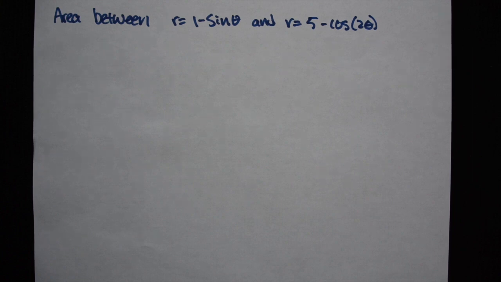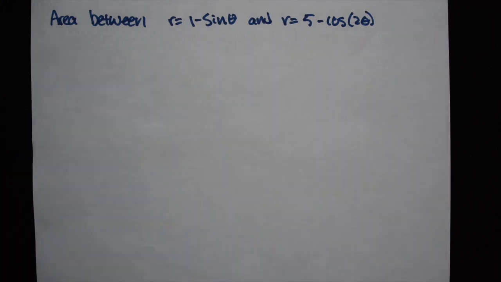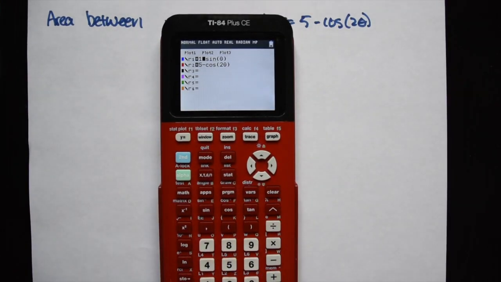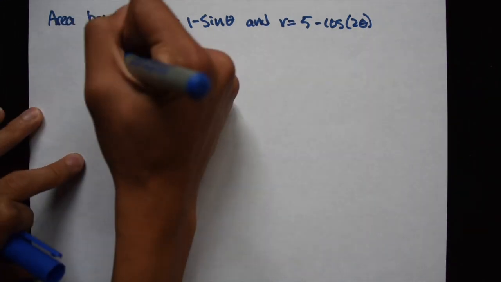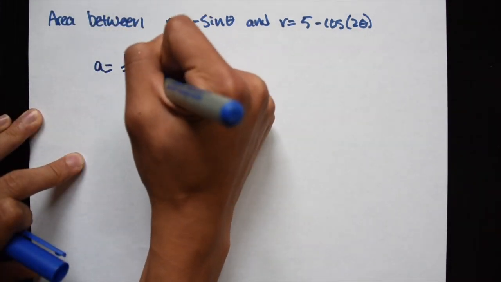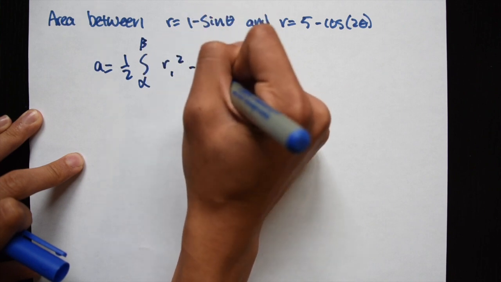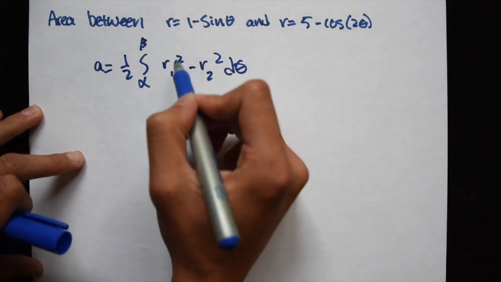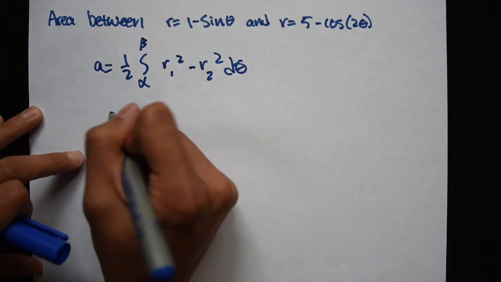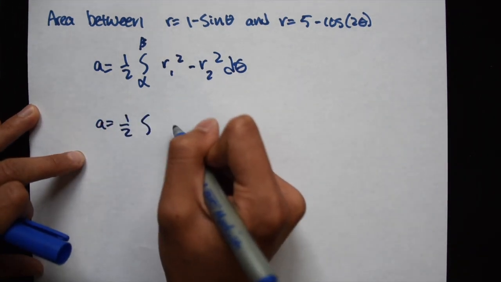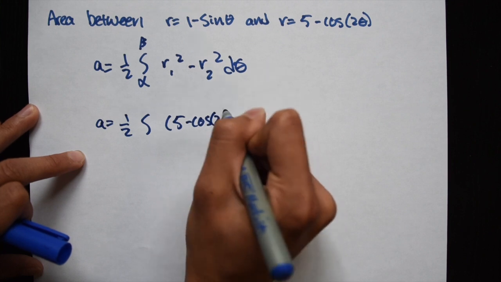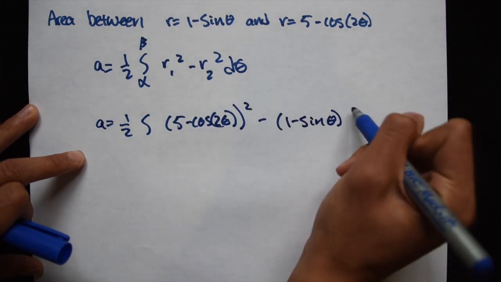So we need to figure out first which equation is larger than the other. So in my calculator, I put in the two equations, 1 minus sine theta and 5 minus cosine 2 theta. When we graph that, we see that the bigger equation is 5 minus cosine 2 theta. So we can use the equation A equals 1/2 the integral from alpha to beta of r1 squared minus r2 squared d theta. Since the bigger one is 5 minus cosine 2 theta, we can do A equals 1/2 the integral of (5 minus cosine 2 theta) squared minus (1 minus sine theta) squared d theta.